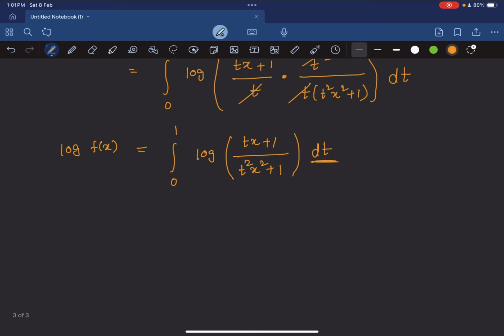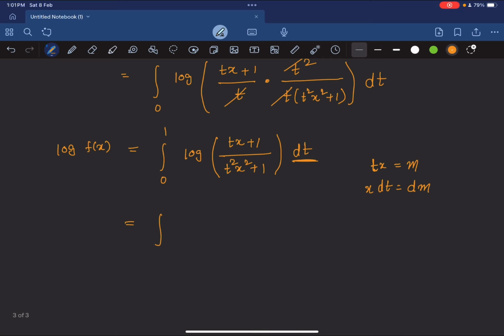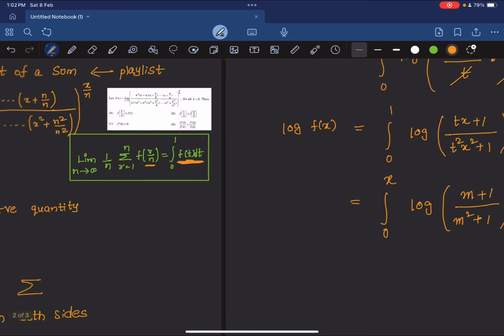Alright. So let us make the substitution. tx equals m. Then x is like a number since t is the variable. So x dt is dm. So log f of x will be integral. When you put t equals 0, m equals 0. When you put t equals 1, m equals x. So log of tx is m plus 1 upon t square x square is m square plus 1, and dt is dm upon x. Okay, we missed an x here.